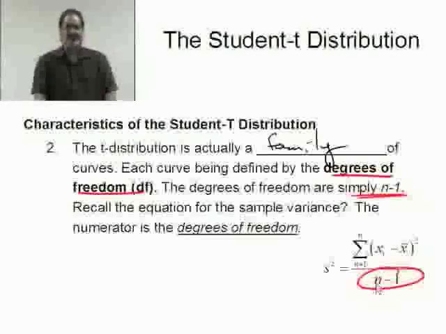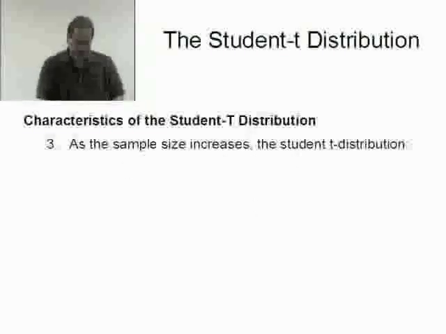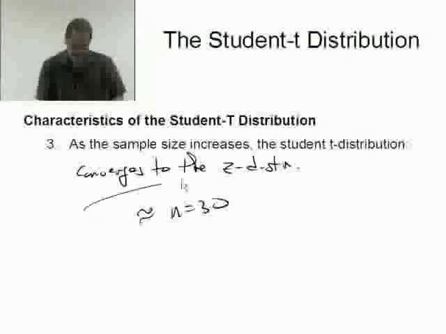So as n gets bigger and bigger, as n gets huge, the t curve will converge and look just like the standard normal curve. You won't be able to tell the difference between them. As the sample size increases, the t distribution converges to the z distribution. And we see this happening at approximately n equals 30.